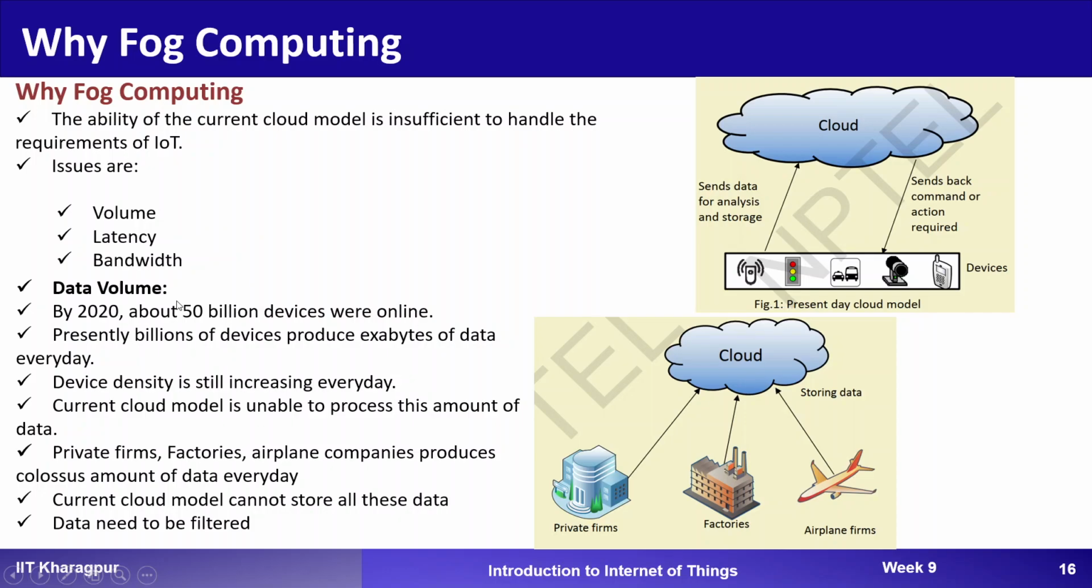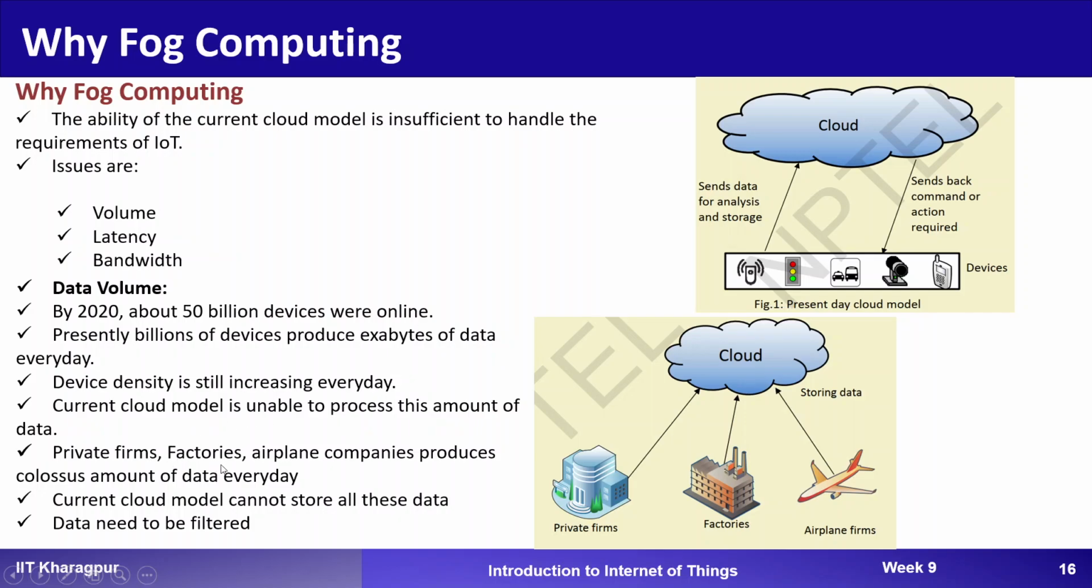First one is your data volume. As I have told you, by 2020 about 50 billion devices were online, and these devices are going to generate a massive amount of data. In order to handle that data, it will be difficult for the cloud. Presently billions of devices produce exabytes of data every day. Device density is still increasing every day. The current cloud model is unable to process this amount of data.